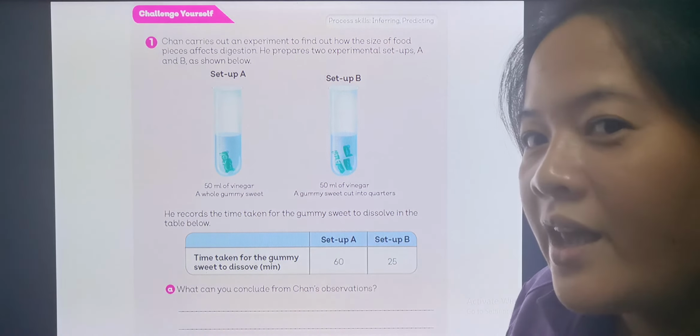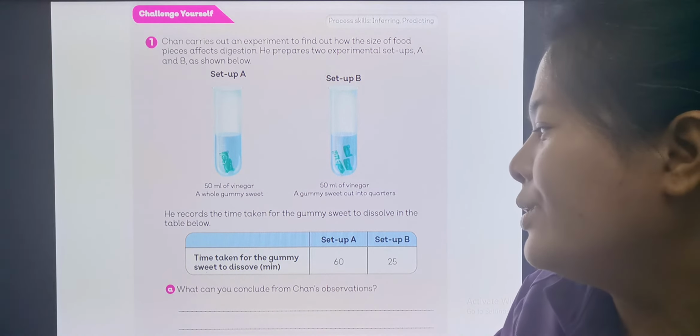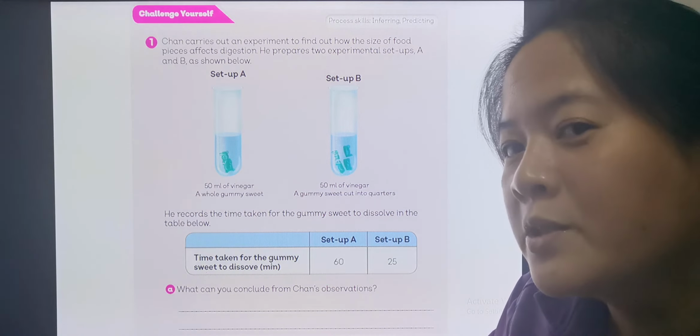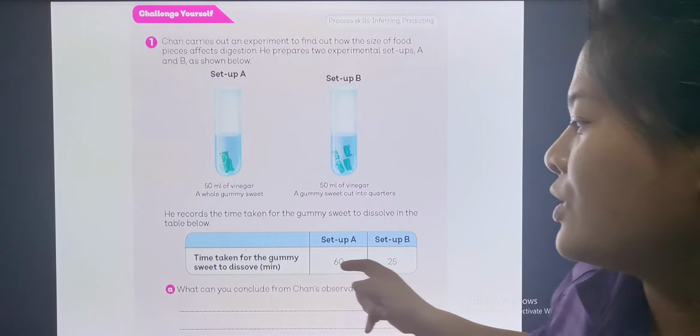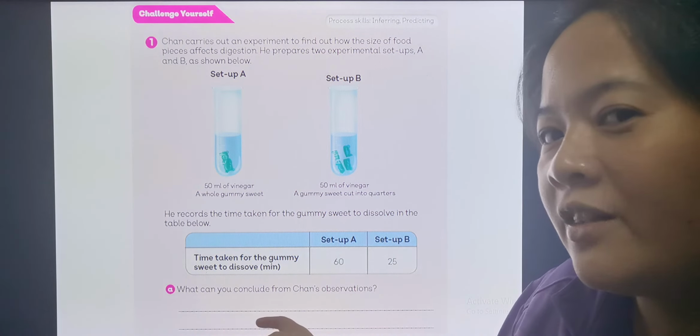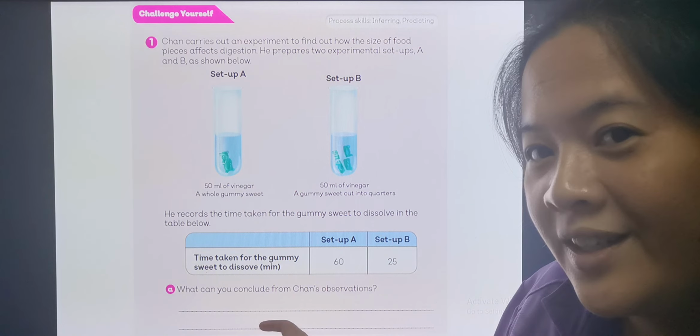Okay, so letter A, you have to answer: what can you conclude from Chan's observation? What can you say about this observation? What happens? Okay, you just write your conclusion.